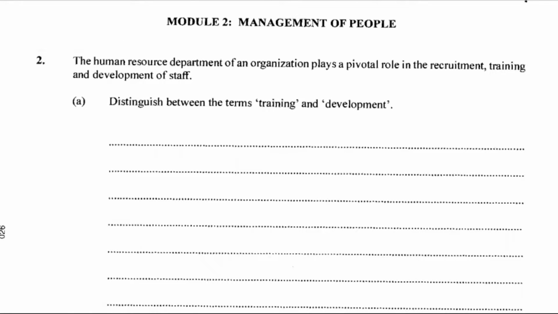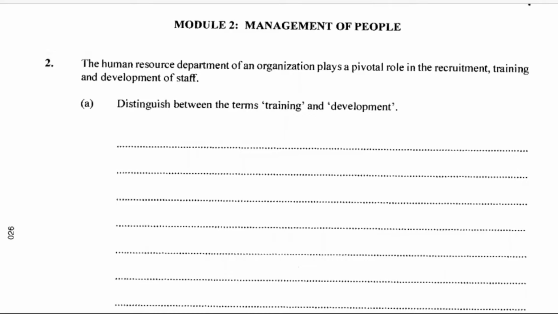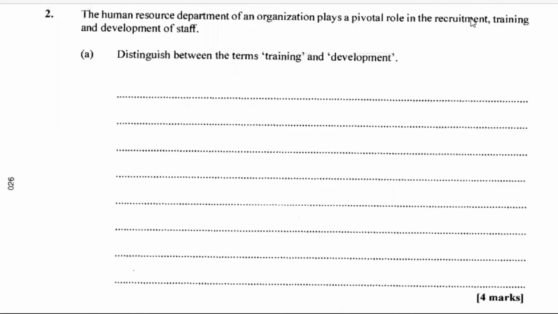All right. So question 2 says the Human Resource Department of an organization plays a pivotal role in the recruitment, training, and development of staff. A says distinguish between the terms training and development. Take note of the marks, it's 4 marks. Distinguish between the terms training and development. Take a few seconds to think if you can tell the difference. Let's go and look at some possible answers.